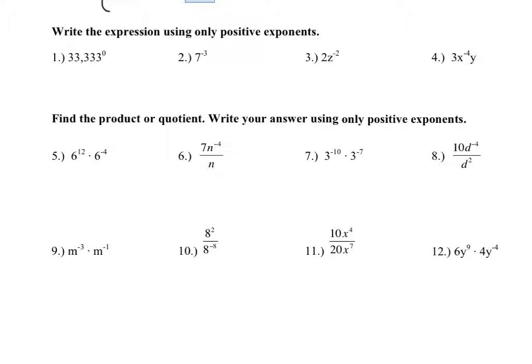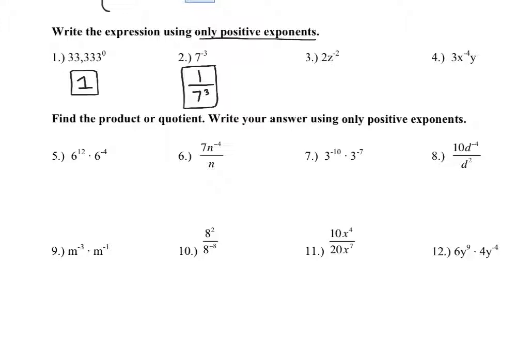All right, let's try some more examples. Number 1, we have 33,333 to the 0 power, which looks big and complicated, but is actually very easy because anything to the 0 power is 1. Number 2, we have 7 to the negative 3 power. We're supposed to write this using only positive exponents, so we need to ask ourselves, what is the base? In this problem, 7 is the base, so this would be 1 over 7 to the 3rd power.